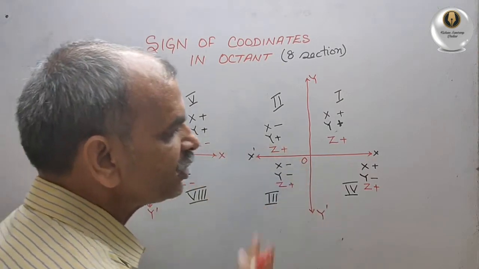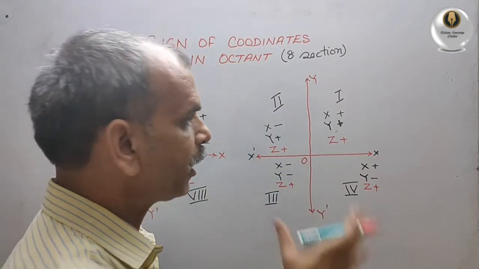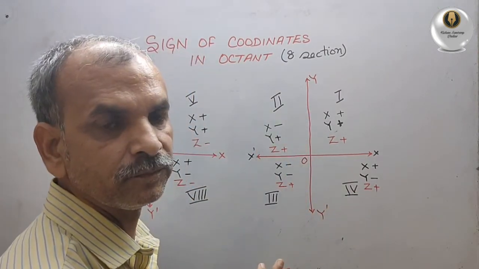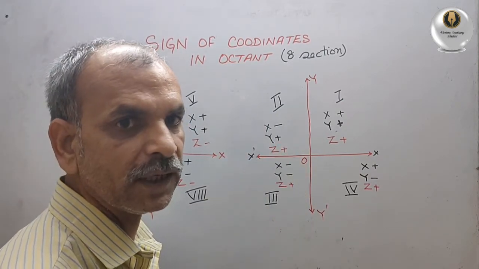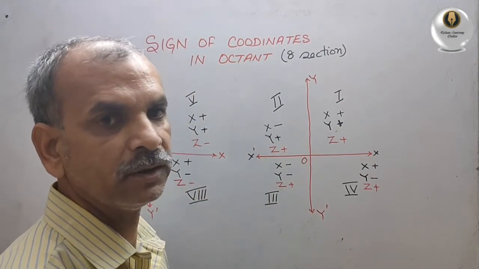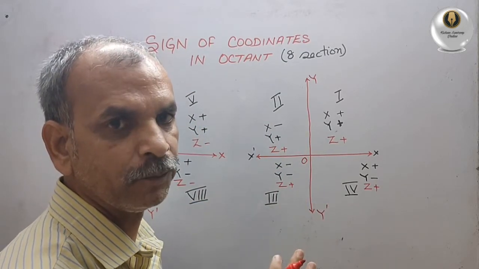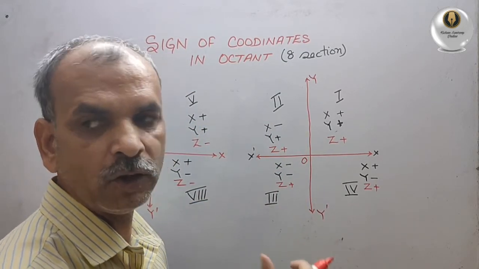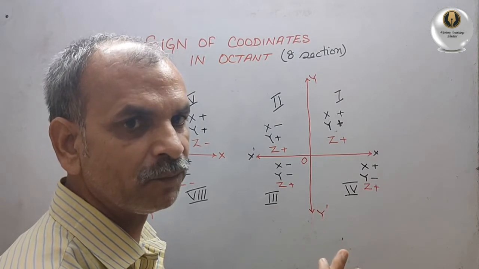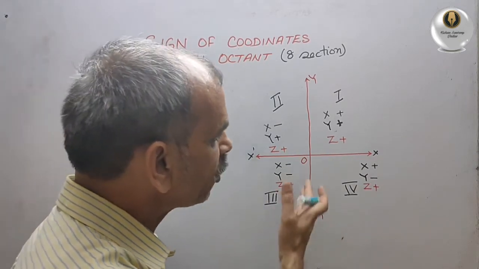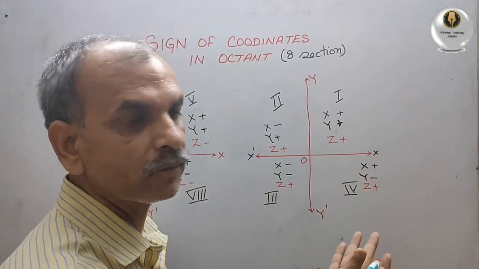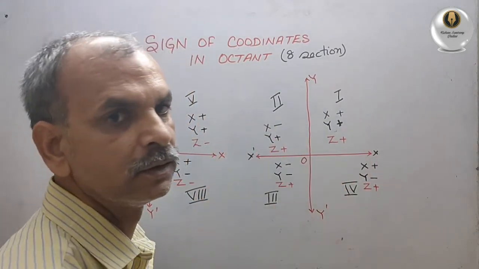So this is the easy way to remember this. You can directly remember this. It's very easy. And in your book they have given a table and told you to memorize it. But you need not memorize that table if you know this thing.